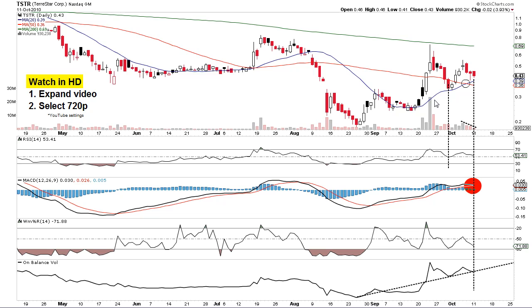The overall concern right now is the MACD is turning down, the volume is declining, and the stock is flirting with the MA20. If it breaks below that MA20, I would say it's going to go into a downtrend. The OBV is good. You can see since the middle of August it's clearly trending up.